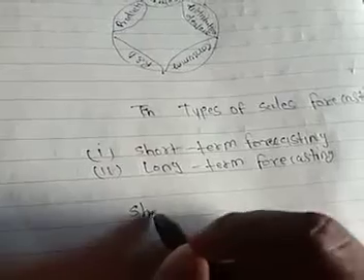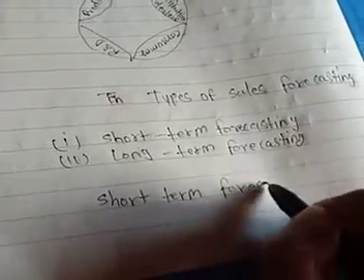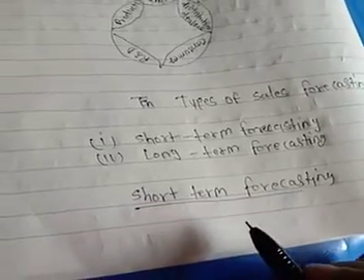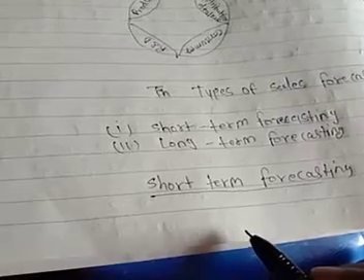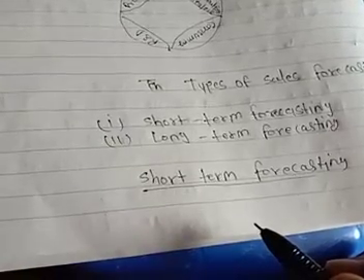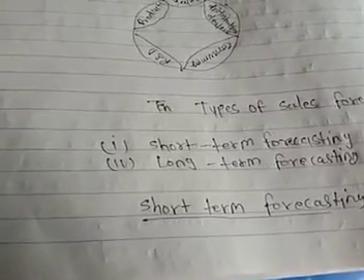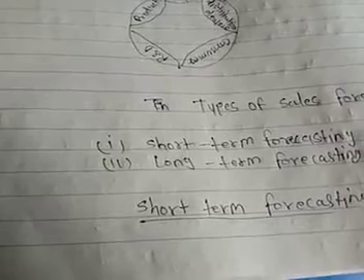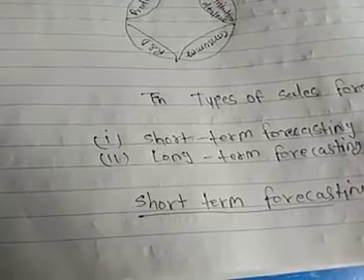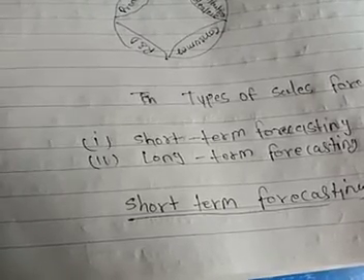So, first, short term forecasting. It may be defined as forecasting done for a relatively shorter period, meaning short period. The period may be 1 month to 1 year depending upon the nature of the product. Generally, this type of forecasting is done for a period of 1 year, but if the market demand fluctuates, forecasting might be done only for a short period.